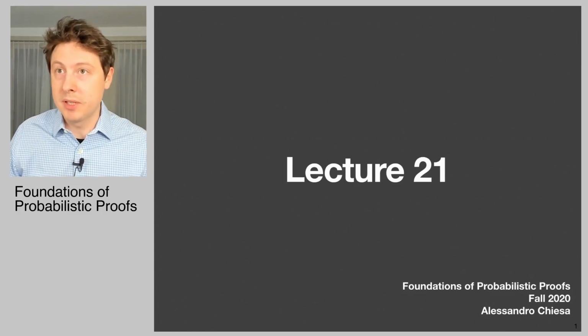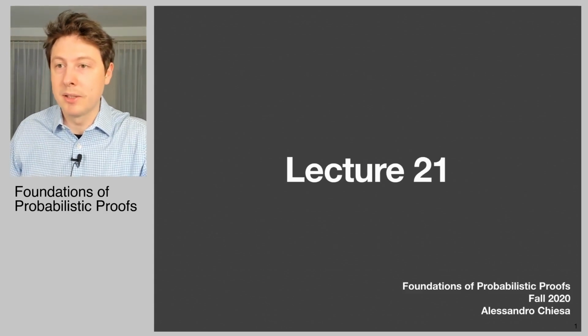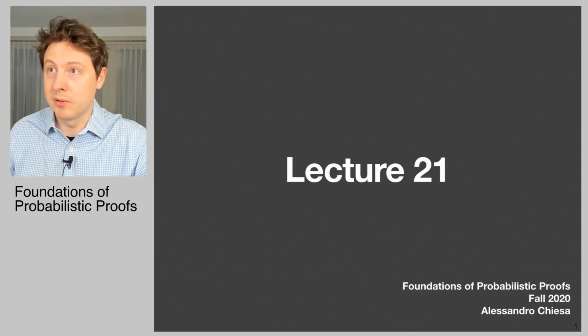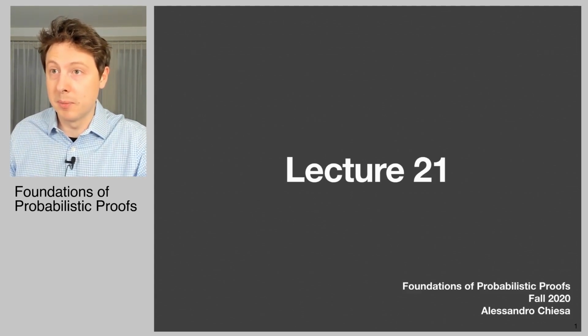So last time we started talking about a new topic, proof composition. It is a rather general technique that can be used for reducing query complexity without increasing too much proof length. In particular, it is one of the approaches to proving the PCP theorem.